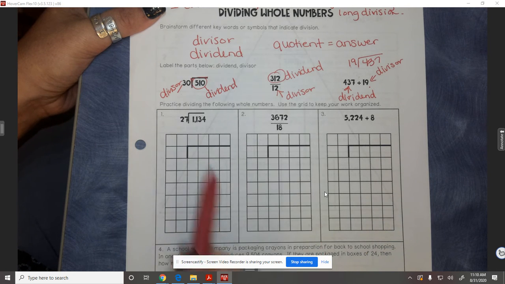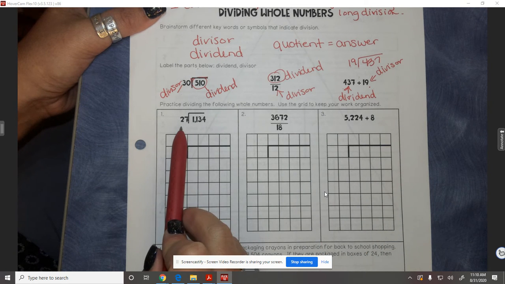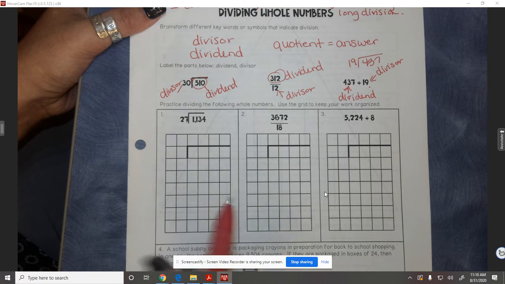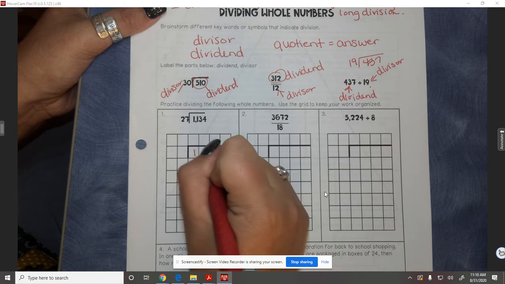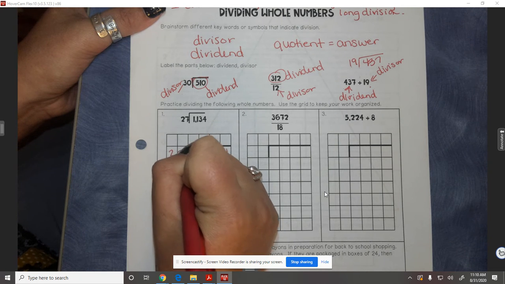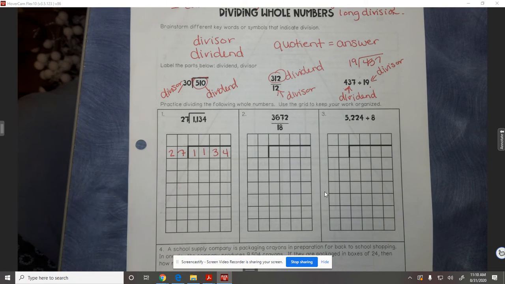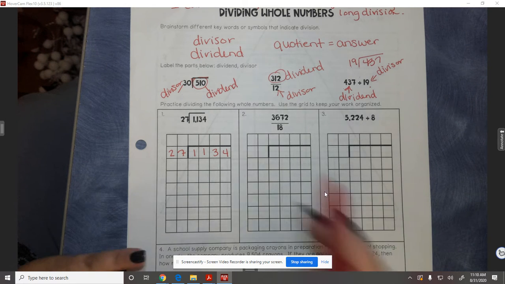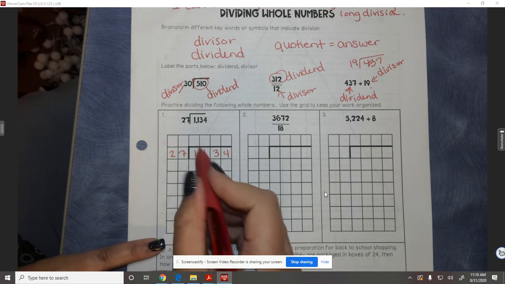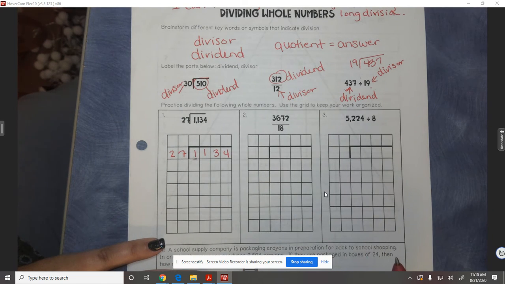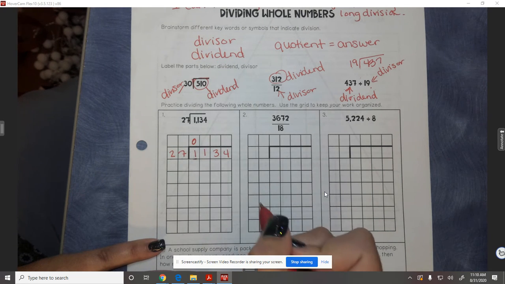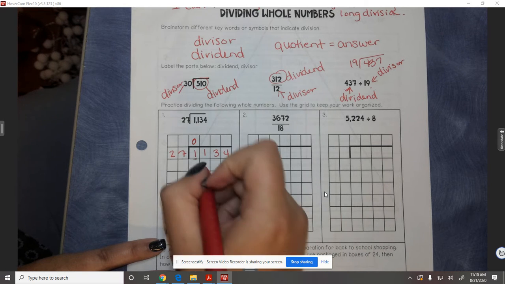So if you see here, you have 1,134 divided by 27. We're going to move that into this grid paper right here so that our work is more organized. One number needs to go in each box. We don't put more than one number in a box. So we're going to stop and ask ourselves, the first step: how many times will 27 go into 1? The answer should be 0. 1 is smaller than 27, so it's only going to be able to go in there 0 times.